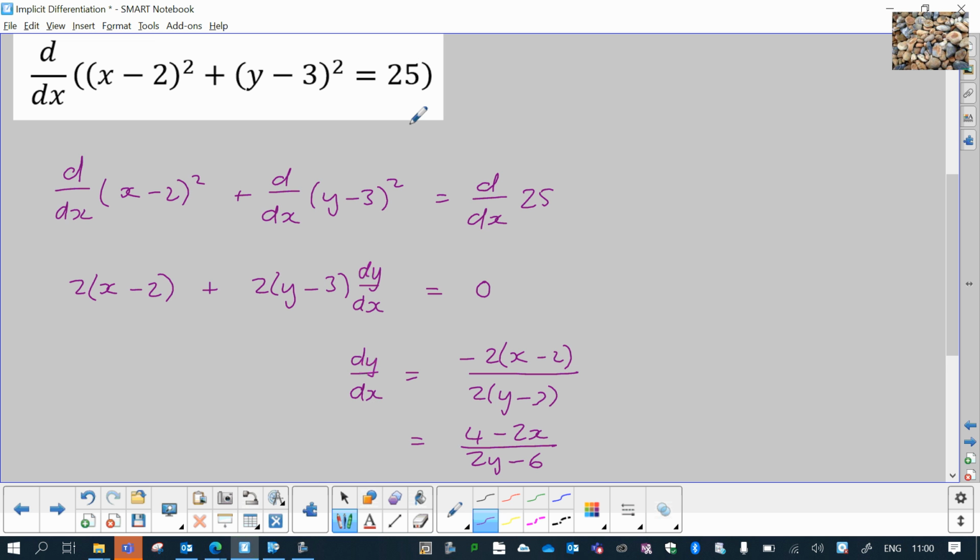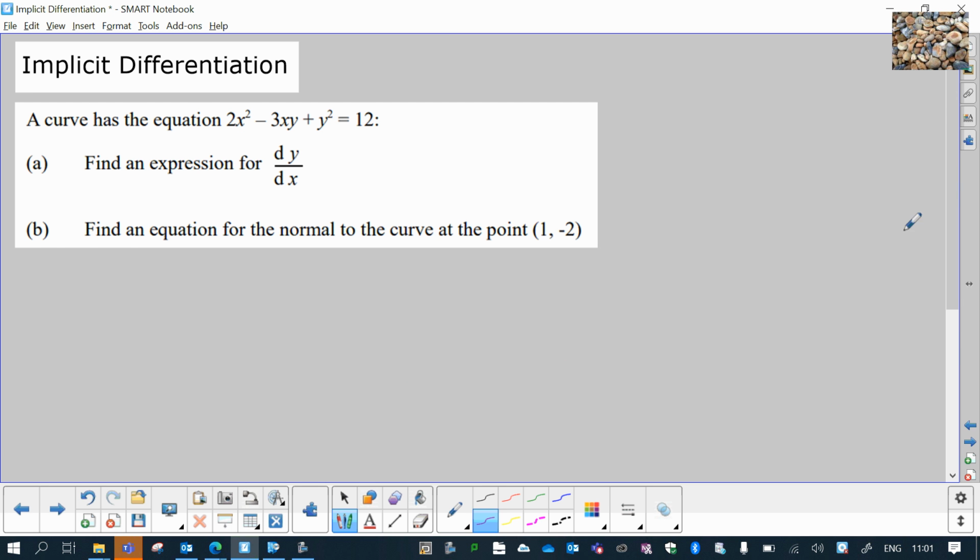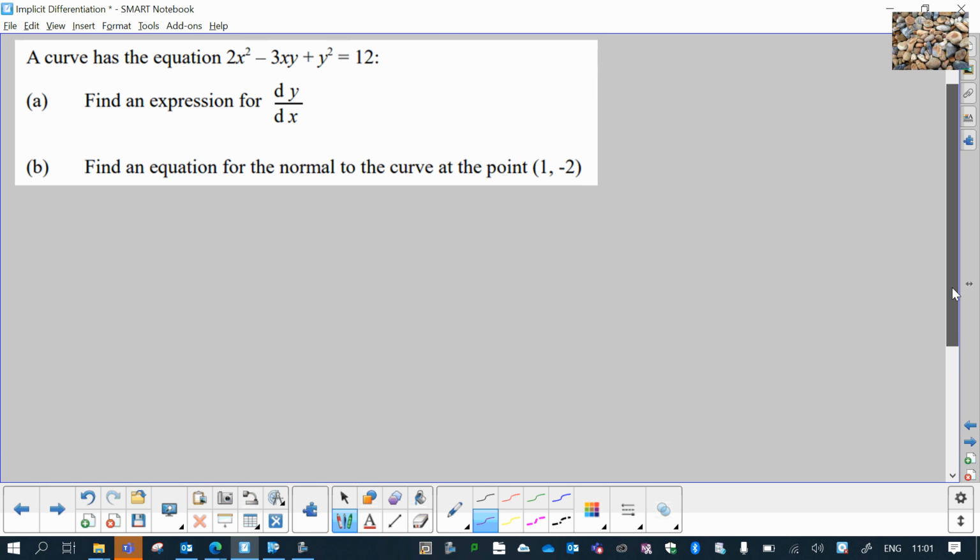The reason I did it the long way first was to really illustrate what's happening when we differentiate a y term. So hopefully you've got the principles there of implicit differentiation. This is the type of question that would be asked.